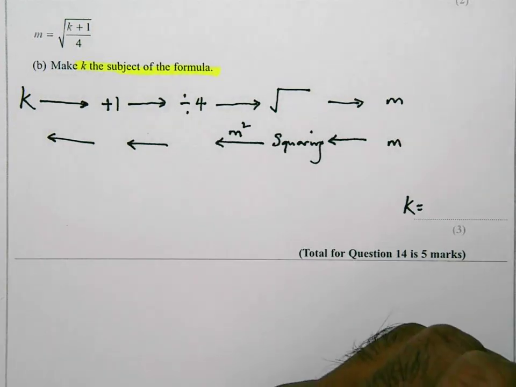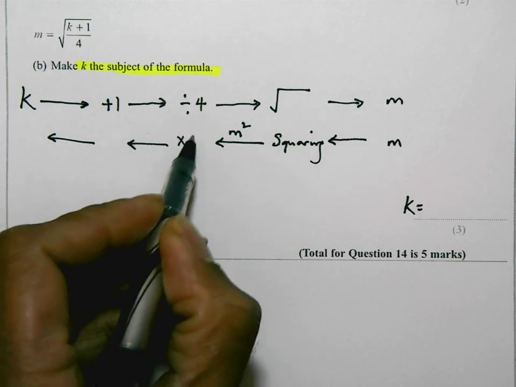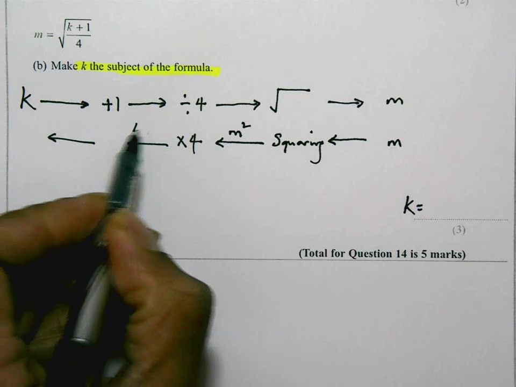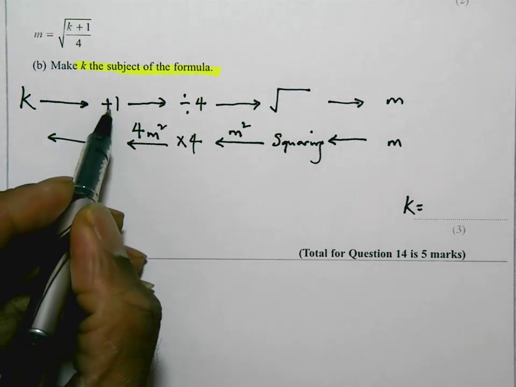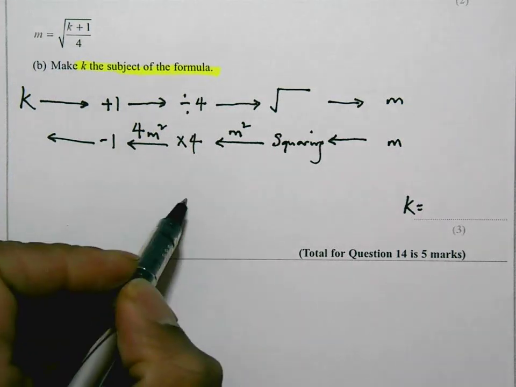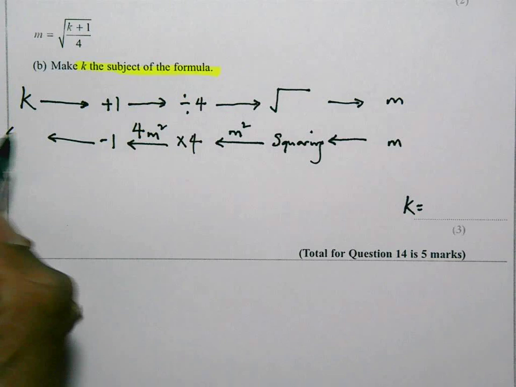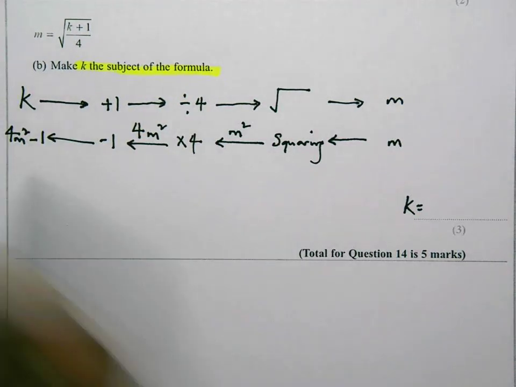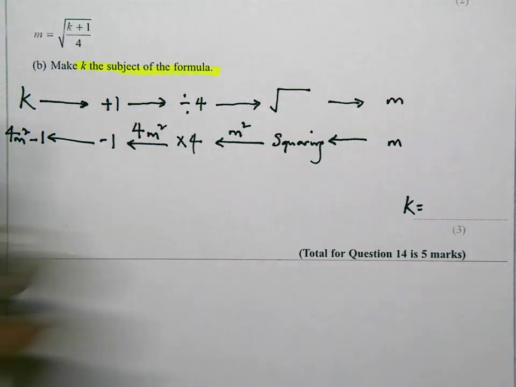What's the opposite of dividing by 4? The opposite of dividing by 4 is to times by 4. So M squared times by 4 is 4M squared. What's the opposite of adding 1? It's take away 1. So 4M squared take away 1. What does that look like? That's 4M squared minus 1. And there is my result. So that means that K is 4M squared minus 1. And that's what I'll write in my answer space.